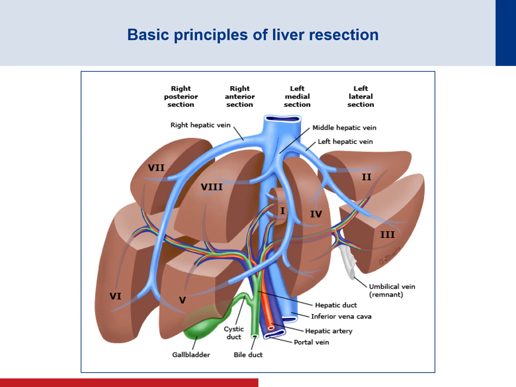Then the right anterior section with segment 8 and 5, and finally the right posterior section consisting of segment 7 and 6. And as you can see from this picture, we have 3 hepatic veins, namely right, middle, and left hepatic vein, all 3 draining into the inferior vena cava. And then, of course, in the porta hepatis, we have 3 important structures, namely the common bile duct, the portal vein, and the hepatic artery.